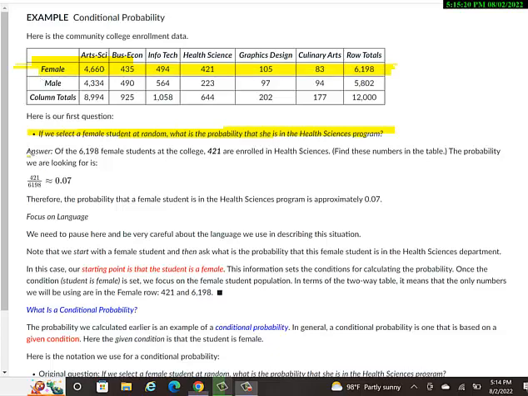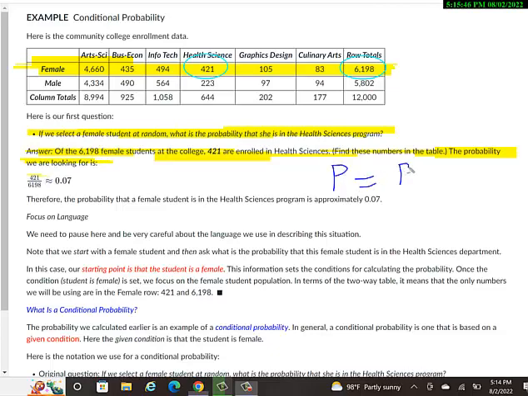So in that answer, of the 6,198 females, which we got from this raw total over here on the right, at the college, 421 are enrolled in health sciences. That was this number here. Find these numbers in the table. Yeah, okay, we did. The probability we are looking for is, so the part, sometimes we write that in probability. I can't remember if we've gone over that yet.